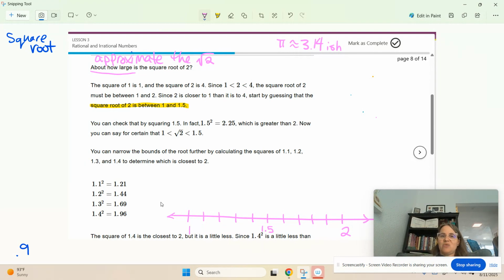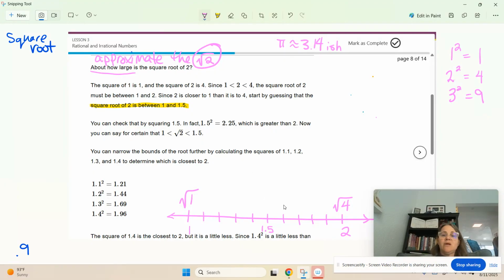Okay, why are they going between 1 and 2? Here's why. The square root of 1 is 1. The square root of 4 is 2. And those are our perfect square numbers, okay? They didn't choose those by accident. The first step to this process is to think about our perfect square numbers and figure out where our number is between. We want the square root of 2, so that's going to be in between 1 squared and 2 squared, or 1 and 4.